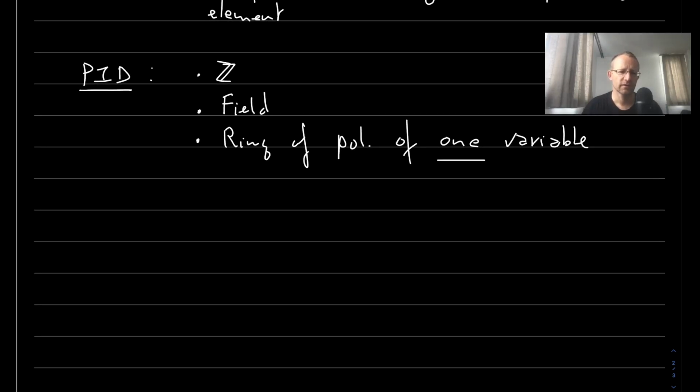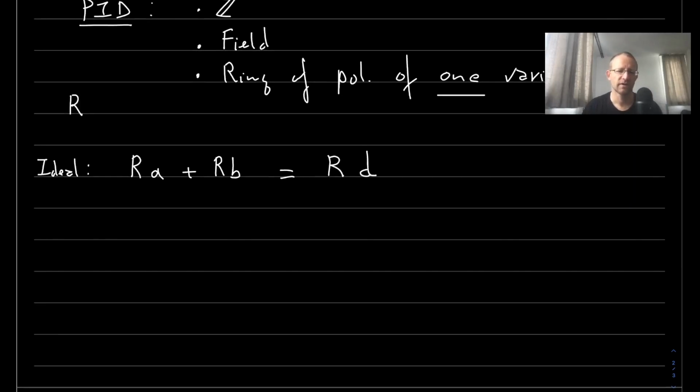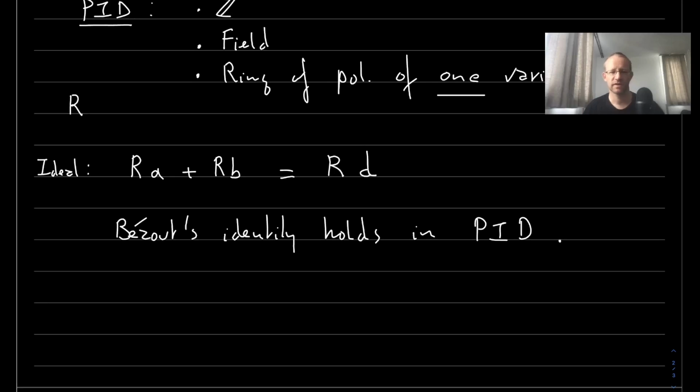So if we have such a principal ideal domain, then if we define R to be the principal ideal domain, then we have an ideal which is R times A plus R times B. Then because it is a principal ideal, it can be generated by a single element, which we can call D, and therefore there is a linear combination of A and B which is equal to D. So this is Bézout's identity. So Bézout's identity holds in principal ideal domains. There are rings which are not principal ideal domains in which the identity also holds.